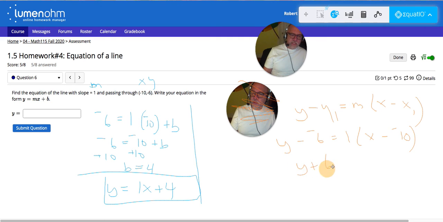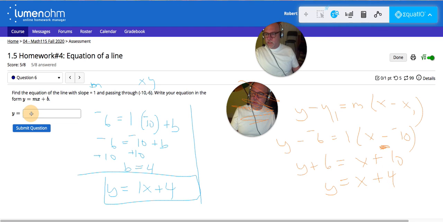Y plus 6 is done on the left-hand side. The right-hand side, we have to do distributive property. So 1 times x is going to be the same thing. But we're going to take care of this right away too, so we're going to get a 10 here. Subtract 6 from both sides, right? So you're going to get y is equal to x plus 4. Yep, so we get the same thing.